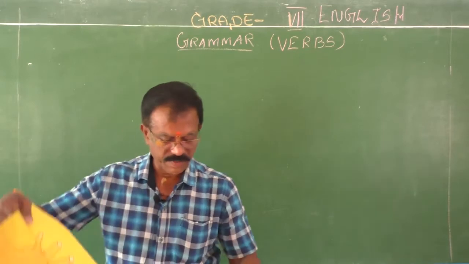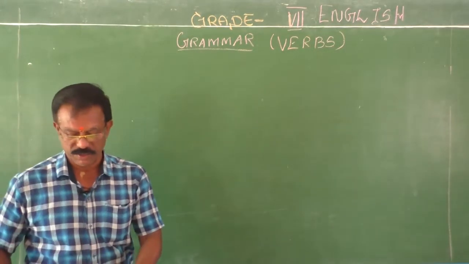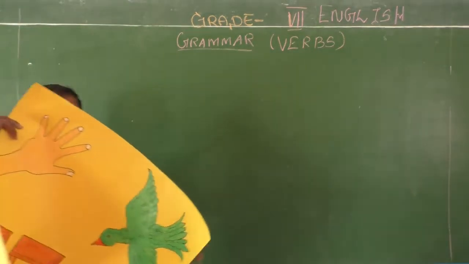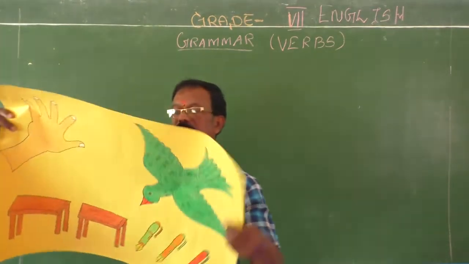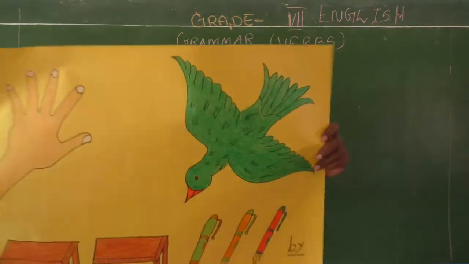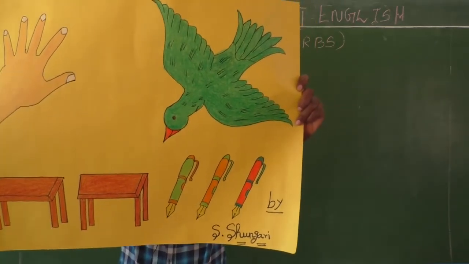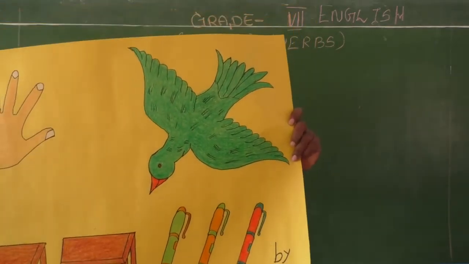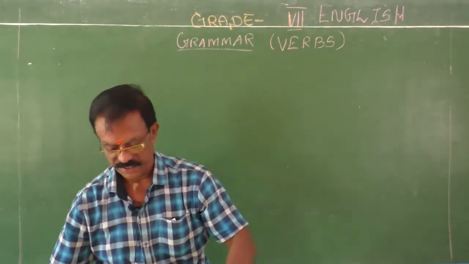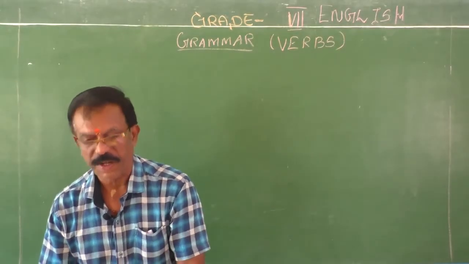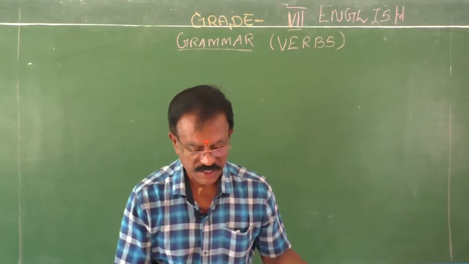With the help of the second important function, I have given you sentences. The hand has five fingers. The bird has two wings. Tables have legs. Pens have caps. So you can frame sentences like that. And then the third important function, action words.